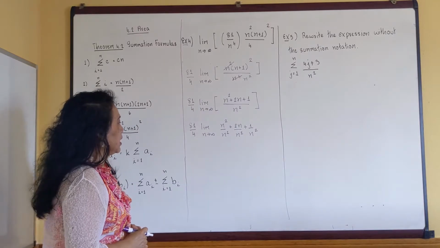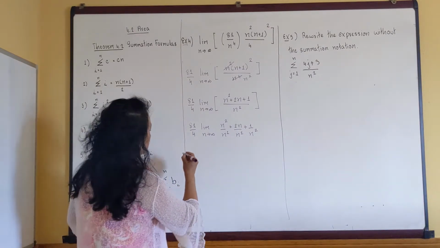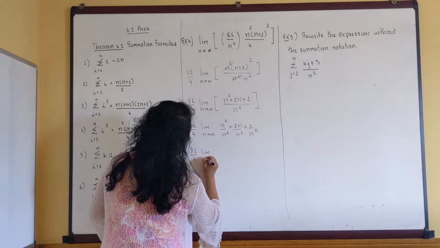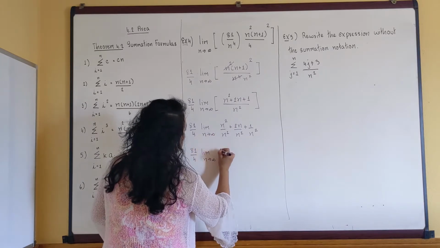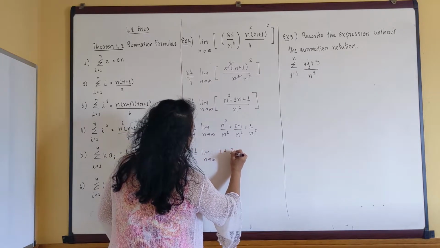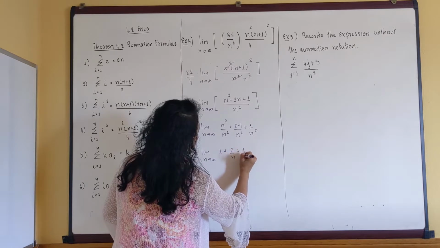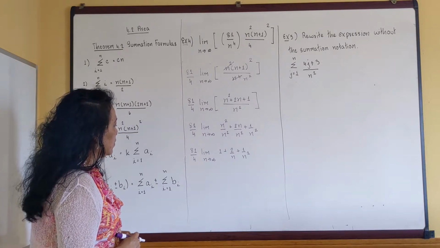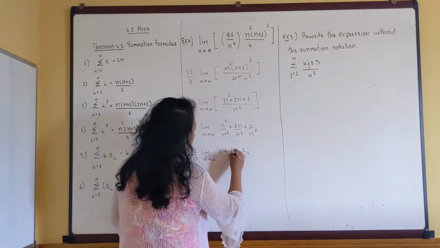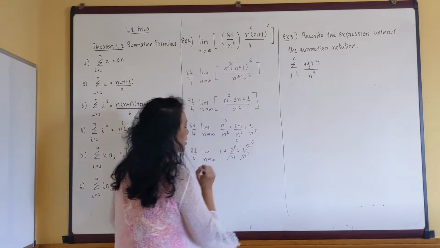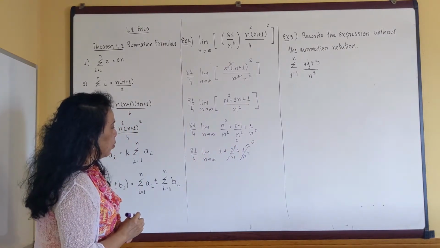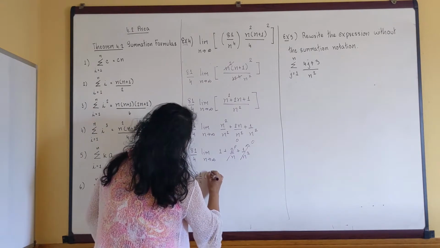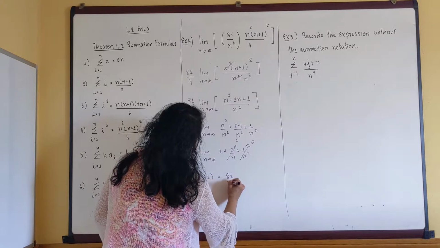Alright, now I'm going to take a limit. Oh, before that, let's simplify it. I'm going to simplify this a little bit. So this is just 1 plus 2 over n plus 1 over n squared. Now I'm going to take the limit as n goes to infinity. As n goes to infinity, I will have 0 here, 0 here. The limit as n goes to infinity of 1 is just 1. So I have 81 over 4 times 1, which is 81 over 4.